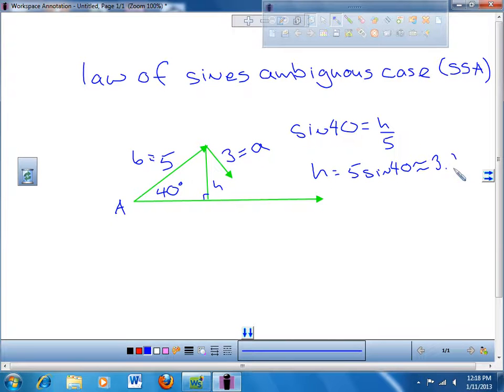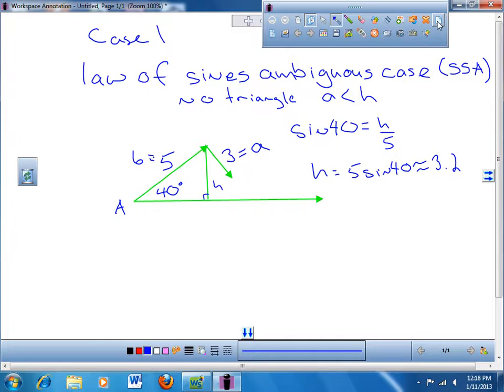Because this height is bigger than this side, it's never going to reach. So the ambiguous case: no triangle when A is less than h. So that's case 1. In your book, they might order the cases differently. That's the easiest one, piece of cake. So I'm going to move on to case 2.